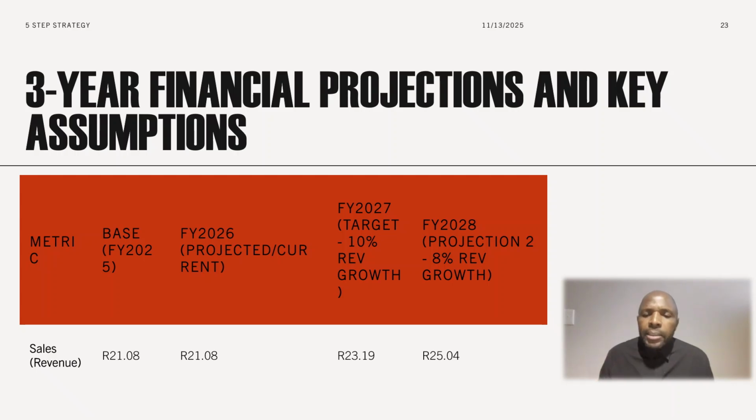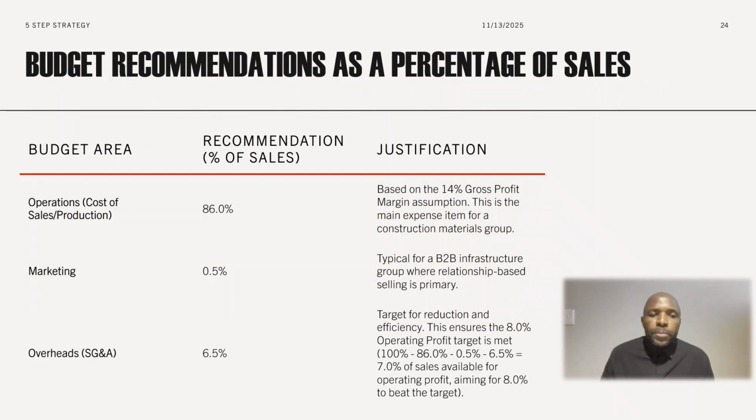You need to interrogate, number one, the market share that you have. Number two, what we call total addressable market, which is, if I were to sell as many as possible, will it be possible to sell that number that I've just put there? So that's how we come up with these numbers, by the way. And then the budget recommendations as a percentage of sales is very important.